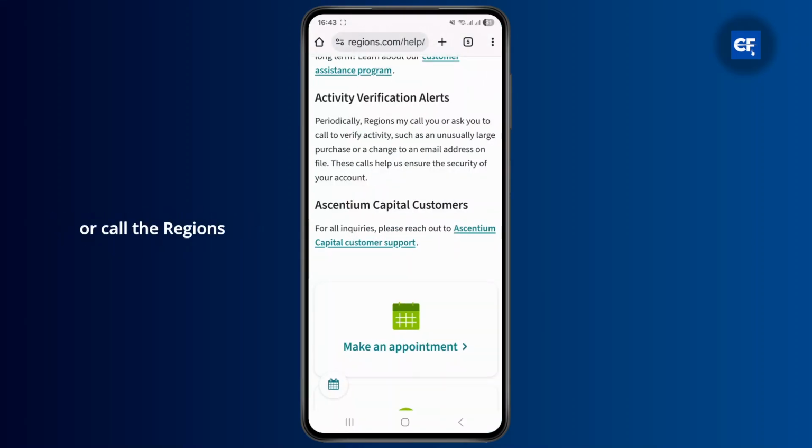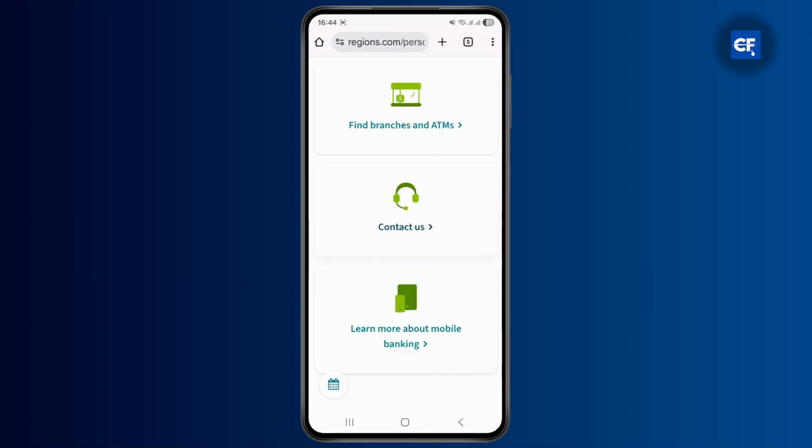visit a Regions branch in person or call Regions customer support at 1-800-REGIONS. So that is it for today guys.